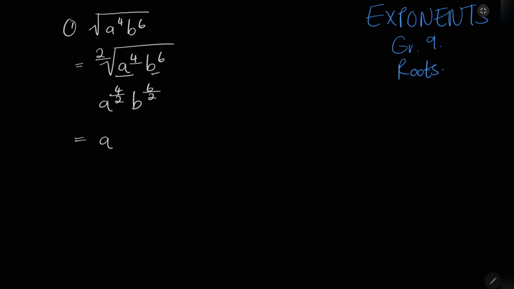And our final answer will be a, 4 divided by 2 is 2, b, 6 divided by 2 is 3. And this is how we solve. If you still don't understand, that's okay. Let's do a few more practice questions and you will understand this after.